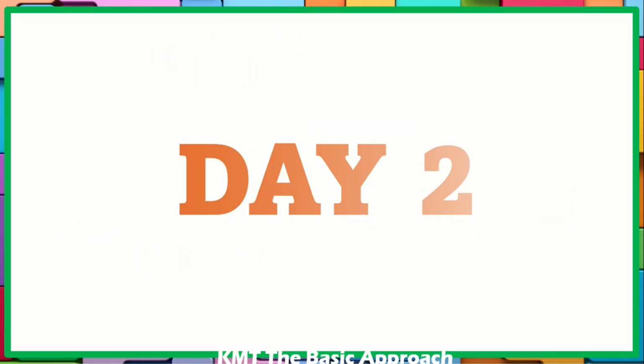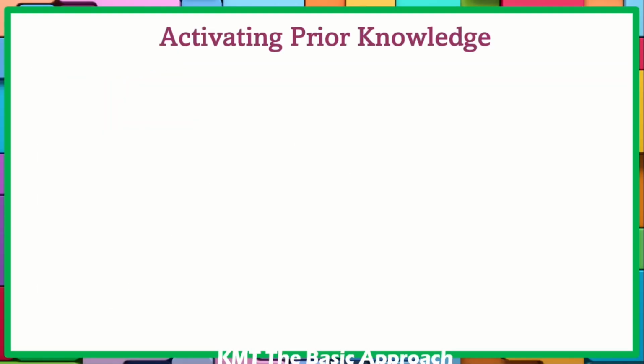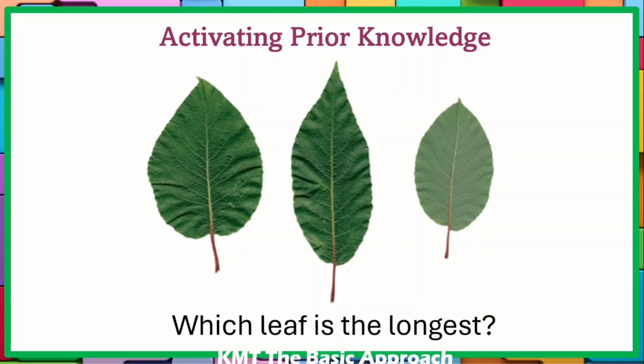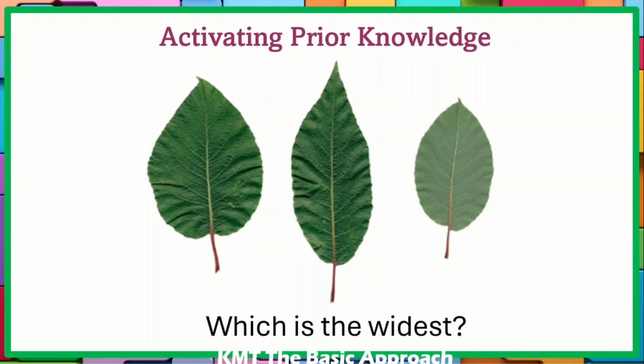Day 2. Objective. At the end of the lesson, the learner should be able to compare natural objects like leaves based on their measured length and width using a table. Activating prior knowledge. Which leaf is the longest? Correct. Which is the widest? Good job!